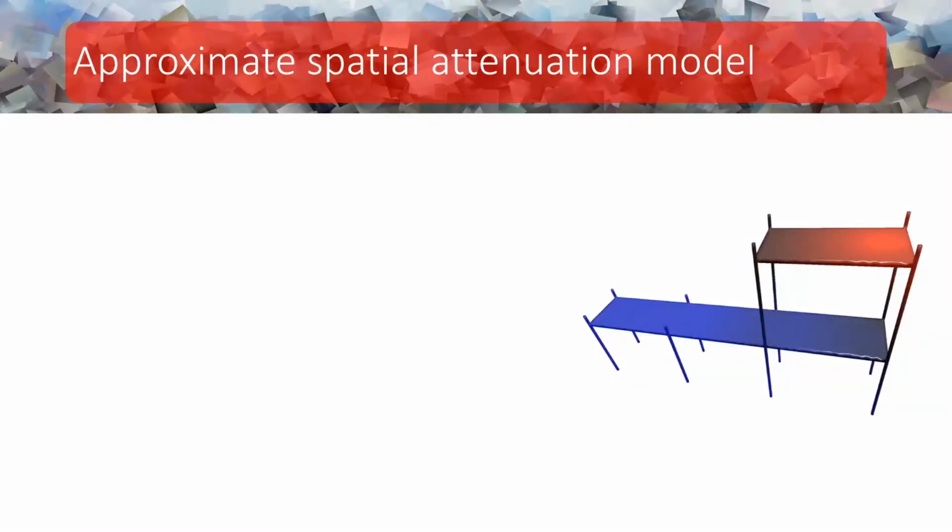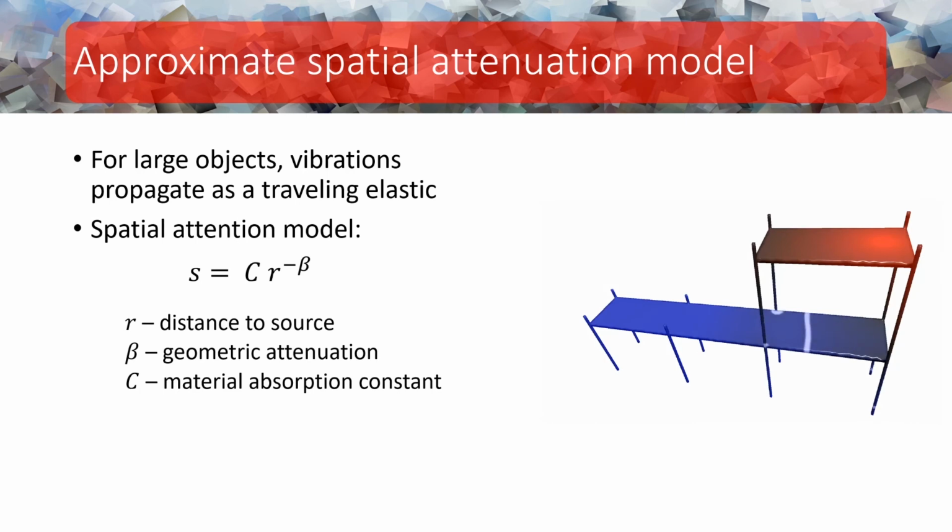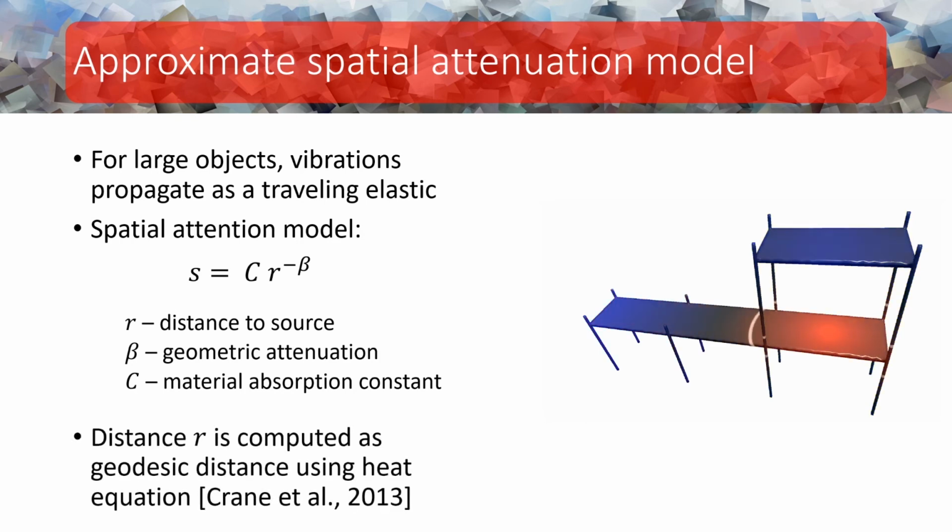For larger objects, such as terrain, we propose an approximate spatial attenuation model where vibrations propagate as traveling elastic waves. We compute a scaling of the initial amplitude due to impact. Material absorption and attenuation due to geometry are both considered. Furthermore, since we are mainly interested in the effect of traveling waves observed at distant locations on the surface, we use a geodesic distance between points to compute the distance from the source. At runtime, the geodesic distance is cached.